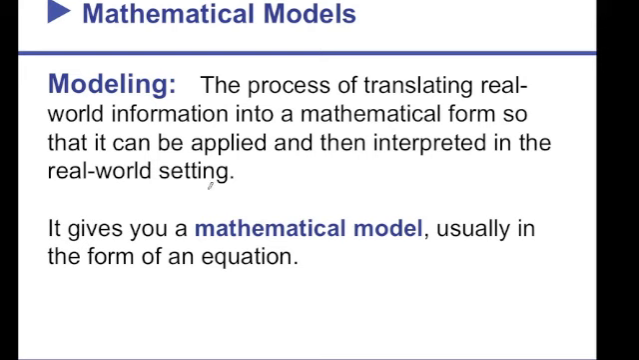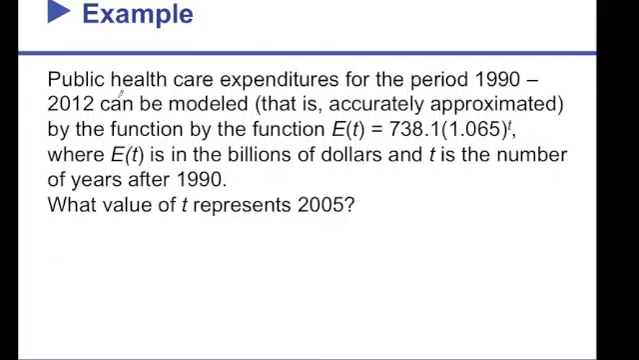Modeling. Mathematical modeling is the process of translating real-world information into a mathematical form so it can be applied and interpreted in a real-world setting. This gives you a mathematical model, usually in the form of an equation. So we're taking a real-life situation and we're making it into an equation so we can apply that equation and interpret the results in the real-world situation. We have an example for modeling.